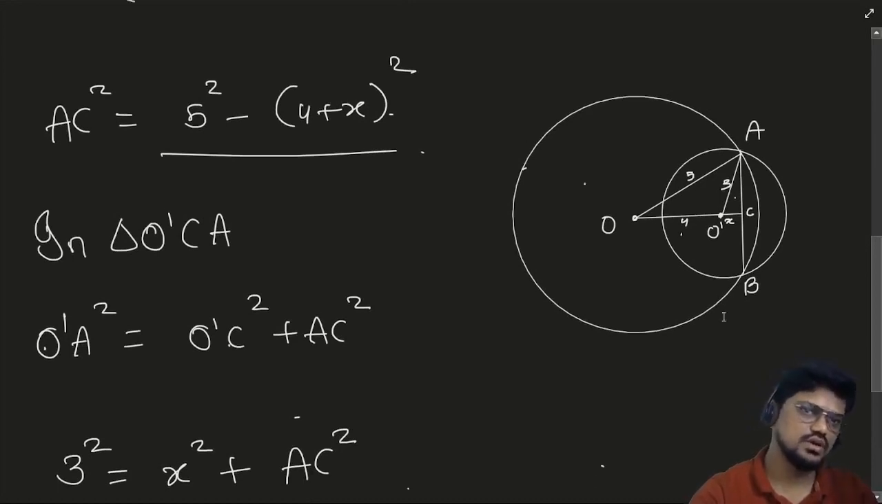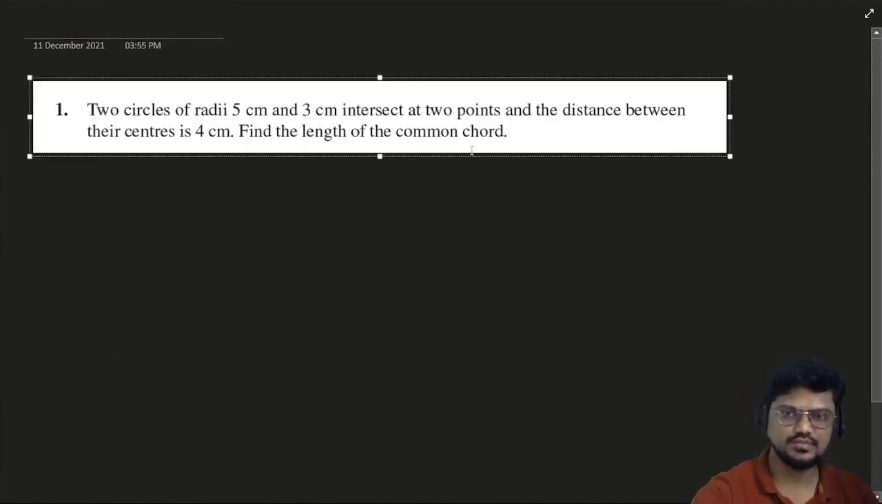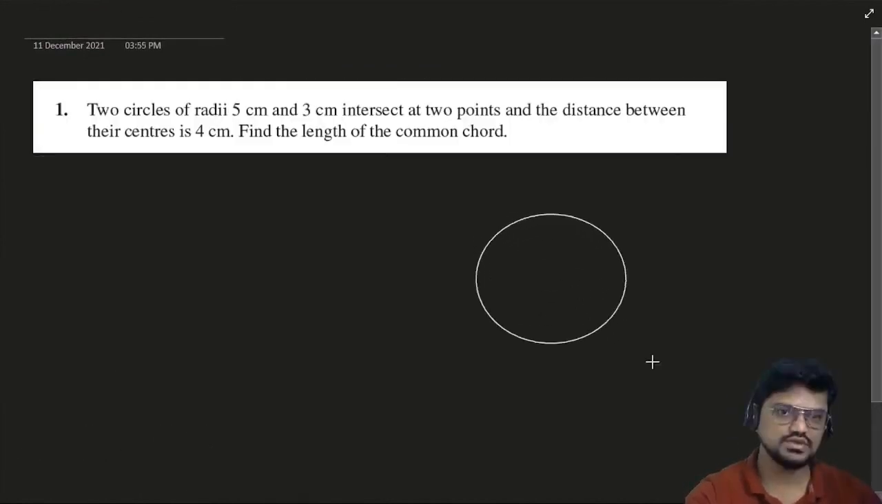So what we have to do? We have to draw the circle on the chord only. It means the center of the circle should be on the chord. This OC is this, O dash is 4, and this is 5. Okay, wait. We'll do it again. This is your bigger circle.